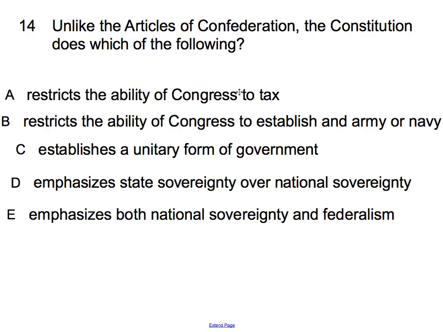You'll note the Articles of Confederation restricted the ability to tax and raise an army and a navy. And a unitary form of government is what you see in England, where there is one level of government. In a federalist country like ours, we have two levels of government. All right? And D is also a good descriptor of the Articles of Confederation.